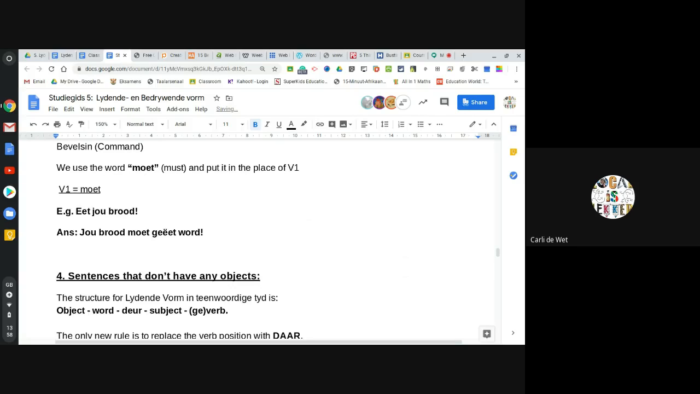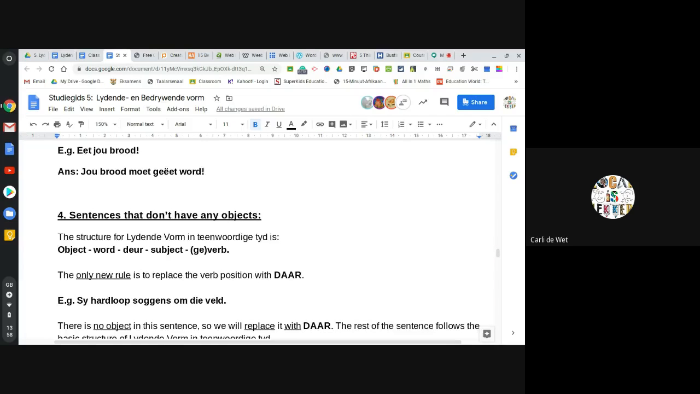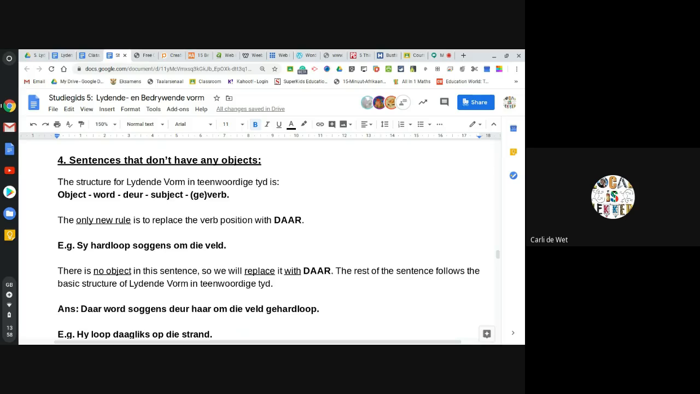Pragtig. Okay. Now, family, friends, colleagues. If we have a sentence without an object, in other words, we have a subject, someone's going to perform an action, but there's not going to be something that's going to change because of the action. So, I slop, say slop, say eat, any of those shorter sentences. It can also be a longer sentence where you just can't find the thing that's going to change because of the action. Then, in the place of the object, we're going to use the word daar.